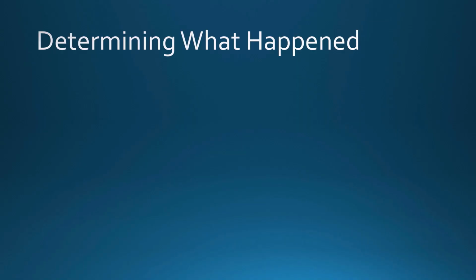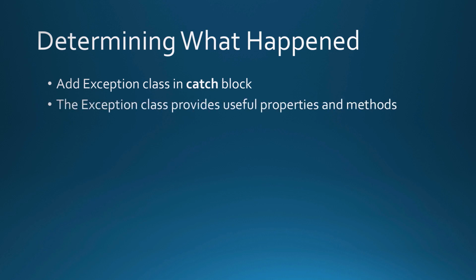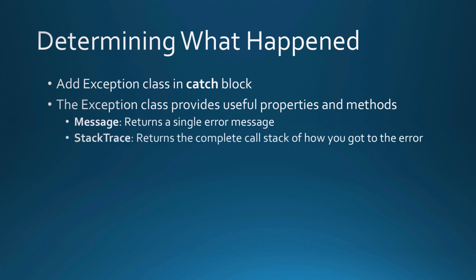Now that code was fine, except we really didn't give the user a lot of information about what went wrong. So how can we determine what happens within that catch block? Well, what we're going to do is add an exception class within the catch block, and we'll assign it to a variable name. And that exception class provides us with very useful properties and methods. We get a message property that returns the error message that says it could not find the file. We get the stack trace, which returns the complete call stack of how you got to the error. Useful for us as developers, not very useful for an end user, however.